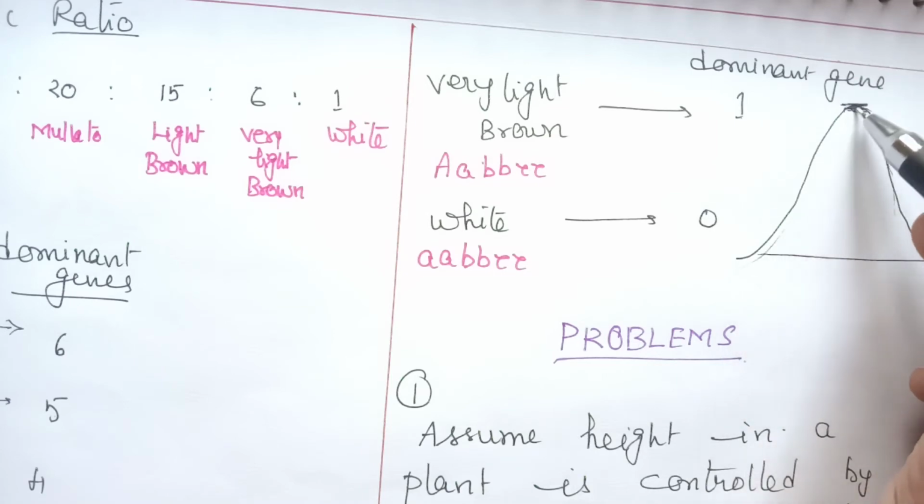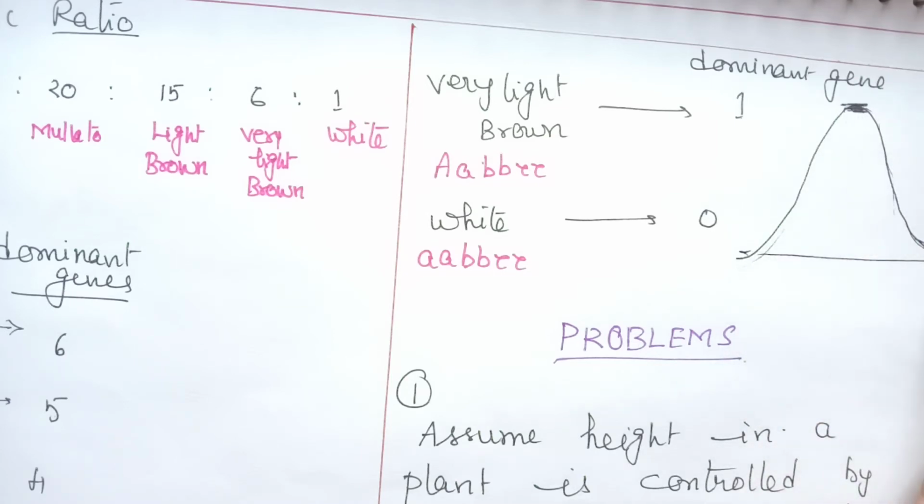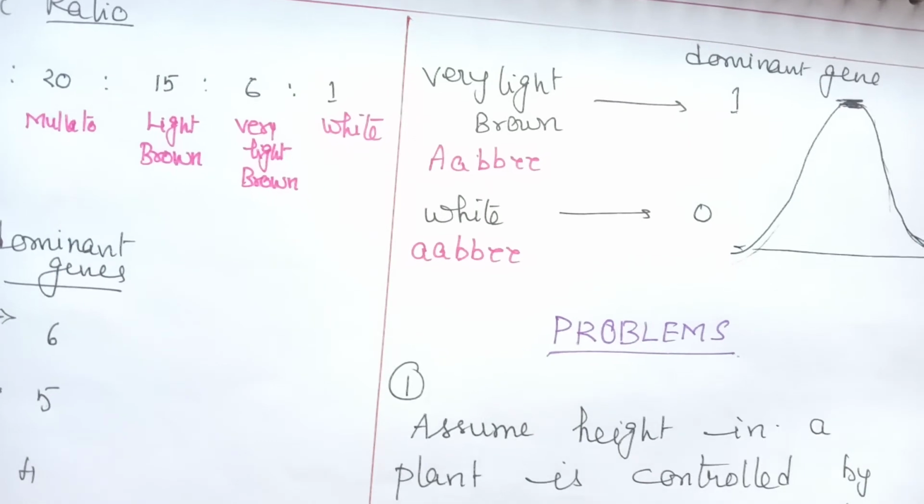So this type of curve, which we can call a bell-shaped curve, is followed by human skin color. So this is what is polygenic inheritance.